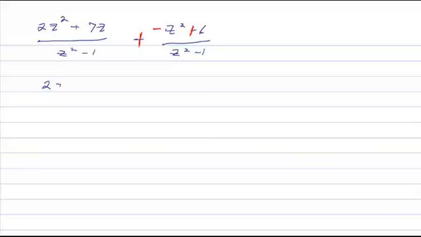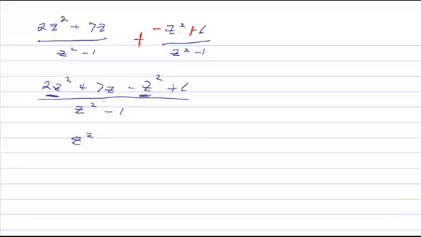We have 2z squared plus 7z minus z squared plus 6 over z squared minus 1. Combining like terms, we have 2z squared and we have minus z squared, so that gives us 1z squared. Then we have 7z, and there's no other terms with just a z. And then we have plus 6, all over z squared minus 1. So now that we've subtracted these two expressions, we are ready to try to simplify.